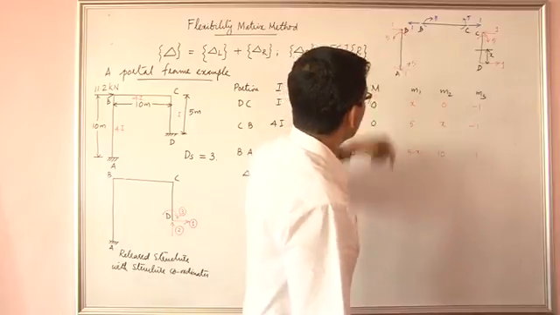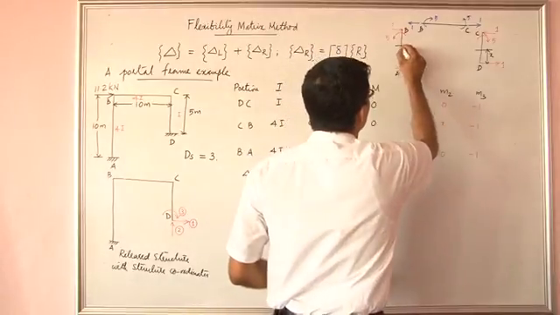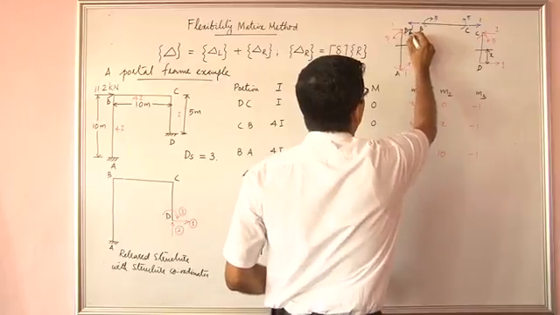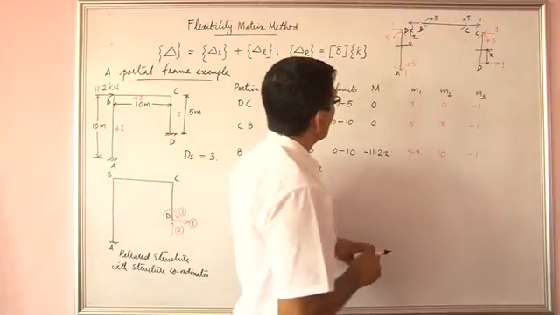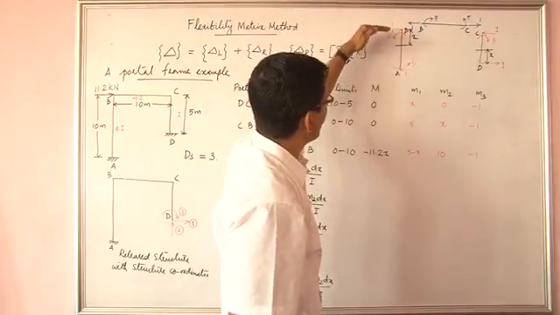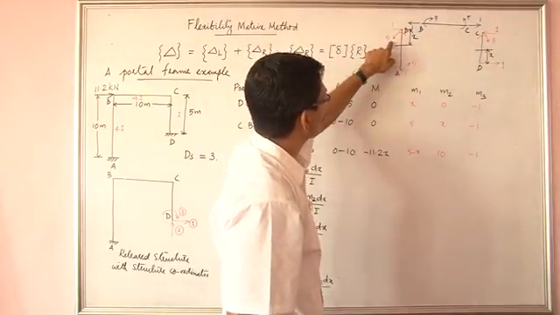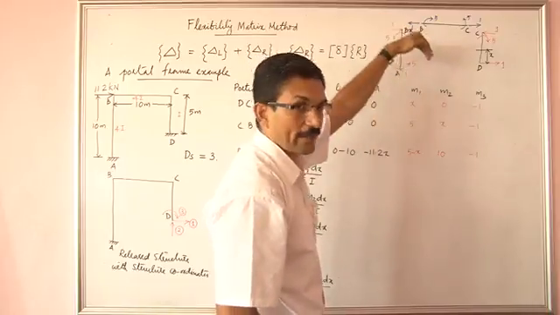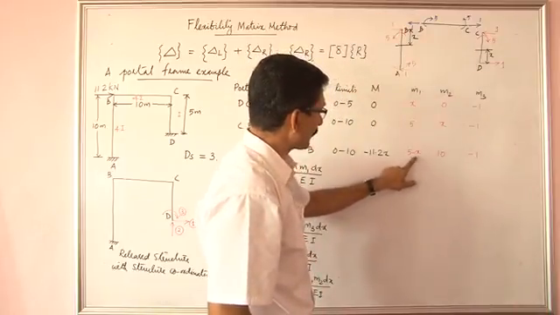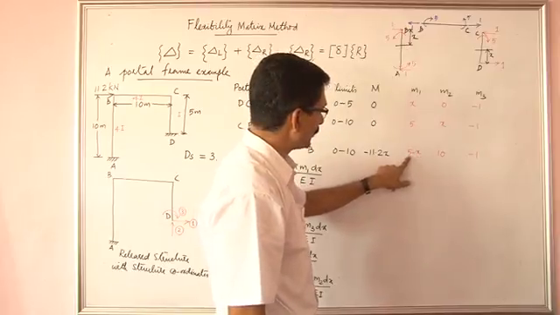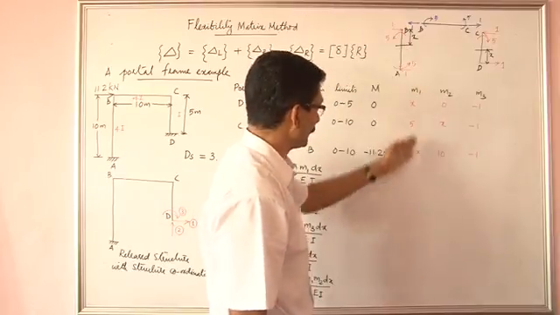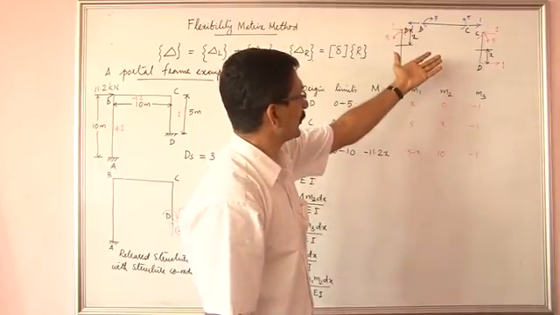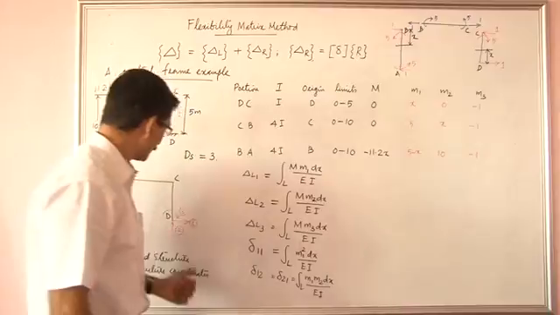And when you come to this member, the origin is at point B, so this is x. The moment of these forces at this section would be 5, which is sagging, and 1 into x, which will be hogging. That is why 5 minus x. Sagging is taken as positive and hogging is taken as negative. That is M1.